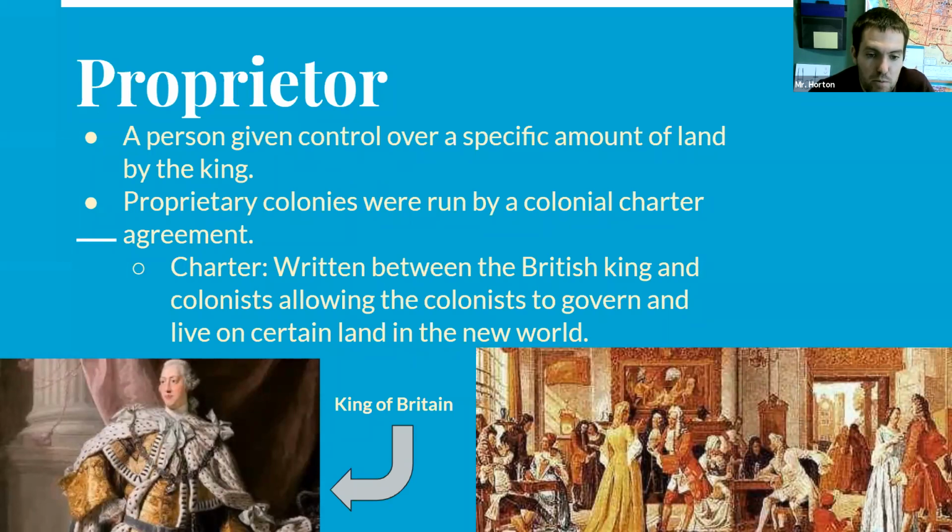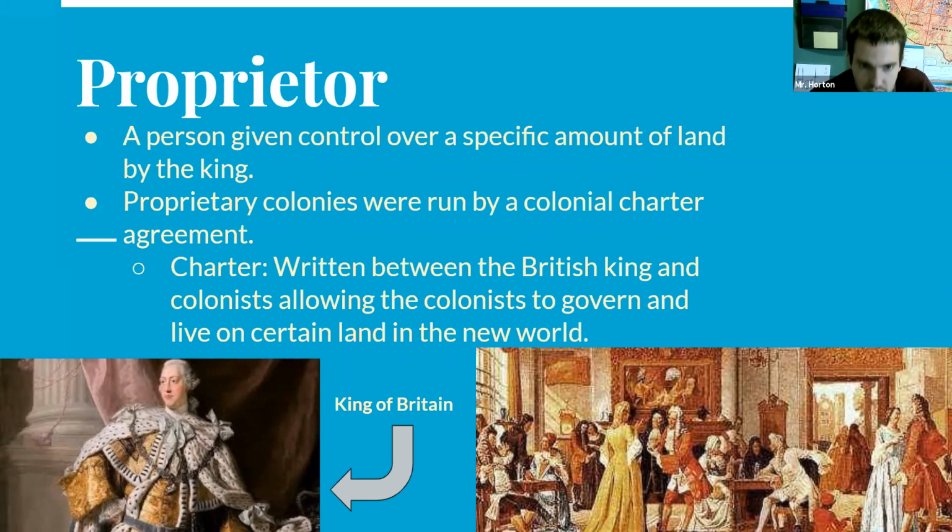And so the king would often hire proprietors to help make sure that the English rule was still happening in the colonies, because the king stayed in England and he never traveled into the 13 colonies who were still owned by England. So he hired these proprietors to help control some of the land and make sure that they were following the English rule. So the proprietary colonies were run by colonial charter agreements. And this agreement was between the British king and the colonists, allowing the colonists to govern and live on certain land in the New World. So the colonists could live in certain areas in the New World that was allowed by the king.